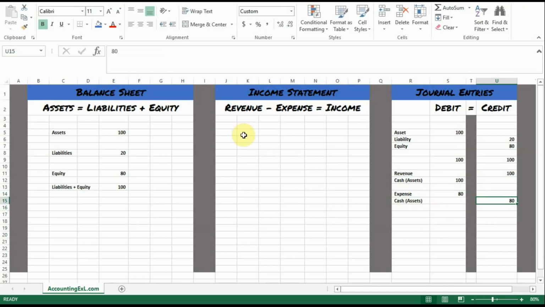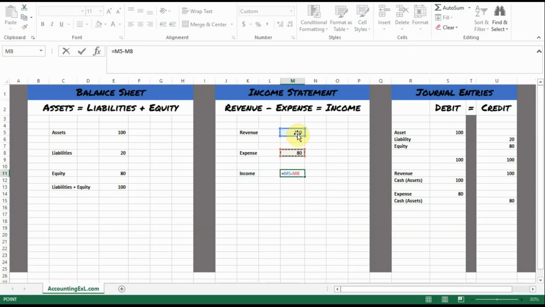And then the next step is to go ahead and show this on the income statement. So we want to show our revenue, $100. And we have expense of $80. And so our income is $20.